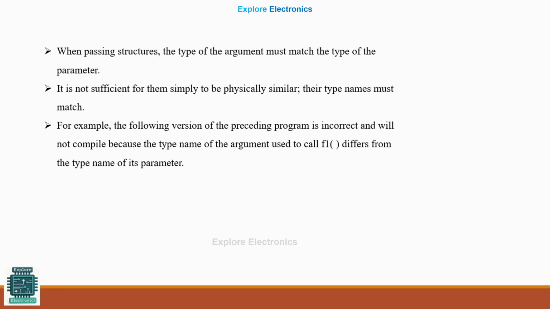Now let us see the next programming example. This is a theory part. When passing structures as parameters, the type of the argument must match the type of the parameter. It is not sufficient for them simply to be physically similar. Their type names must match. Here is an example. The preceding program is incorrect and will not compile because the type name of the argument used to call f1 differs from the type name of its parameter. This means the program will not run; it indicates an error. Why? Let us understand with a programming example.